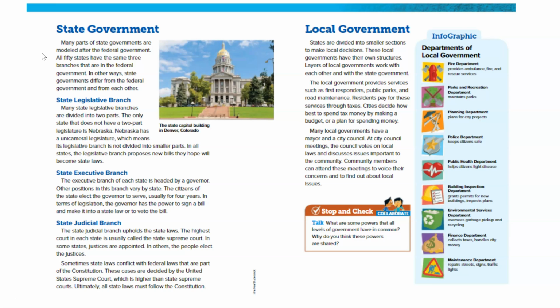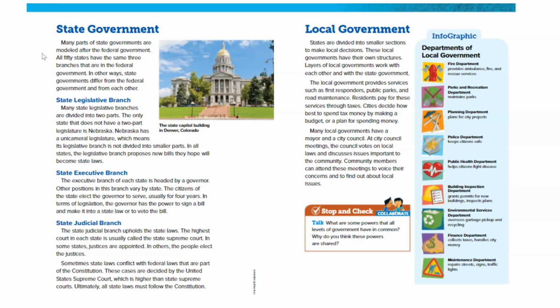Let's now read about the state judicial branch. The state judicial branch upholds the state laws. The highest court in each state is usually called the state Supreme Court. In some states, justices or judges are appointed, meaning that they are chosen. In others, people elect the justices, meaning they are voted on.